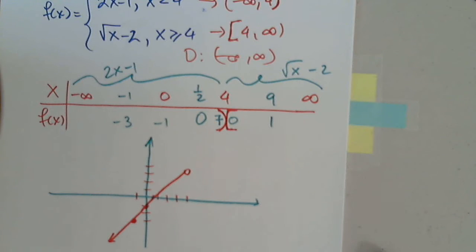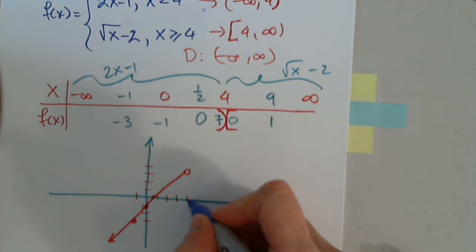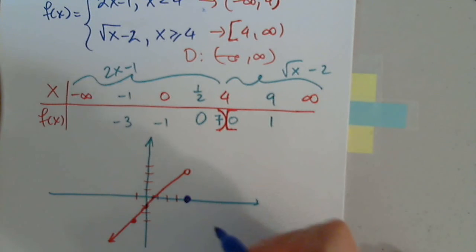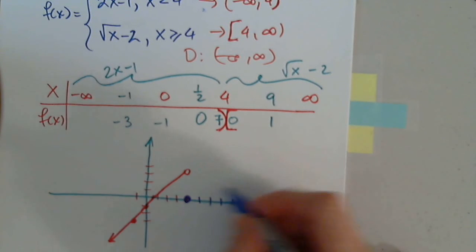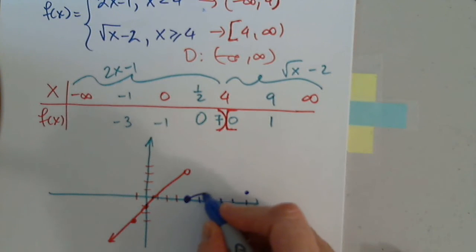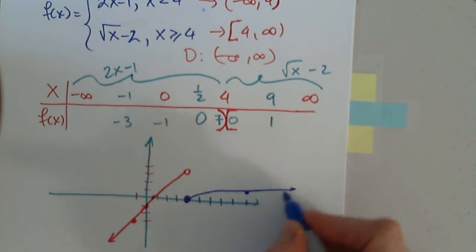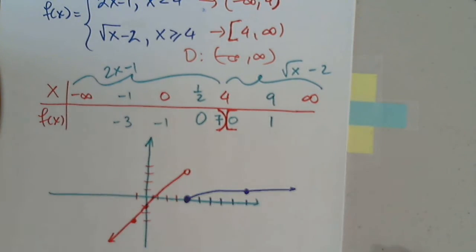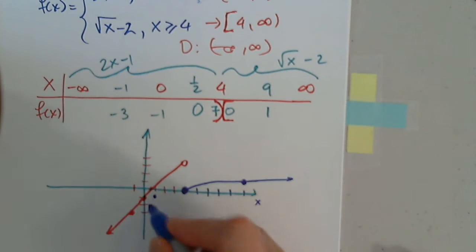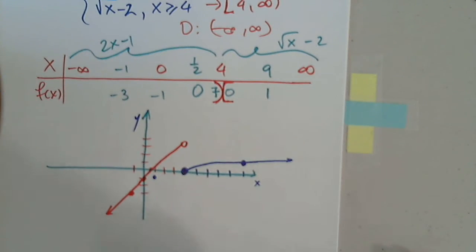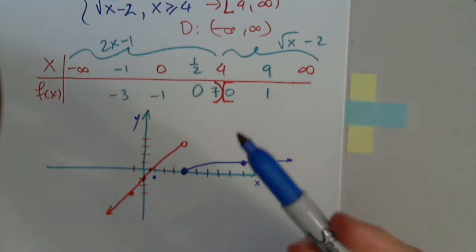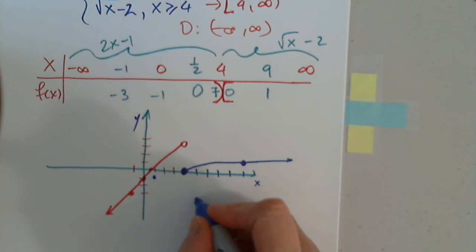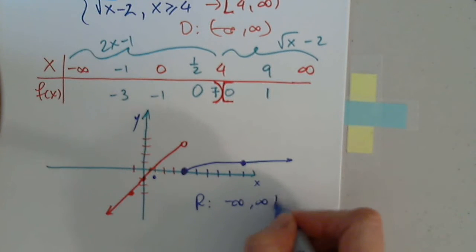So the next one is 4, 0, and this is a full point. And let's say 5, 6, 7, 8, 9, and 1. And this is the graph. It's not a straight line. This is the square root. And that's it. In order to find the range, it happens to be from negative infinity to infinity, because this goes to infinity all the way. So the range is negative infinity to infinity.